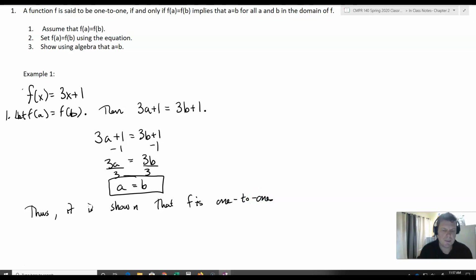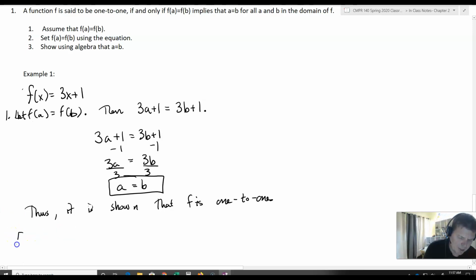Finished. So that's what we did. We assumed that f of a equaled f of b. Then we set 3a plus 1 to equal 3b plus 1. Then we used some algebra in order to show that a equals b. Finished. That's actually how you prove that a function is one-to-one, using algebra. Now, let's take a look at another example.